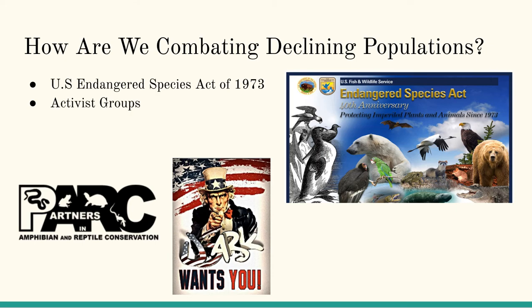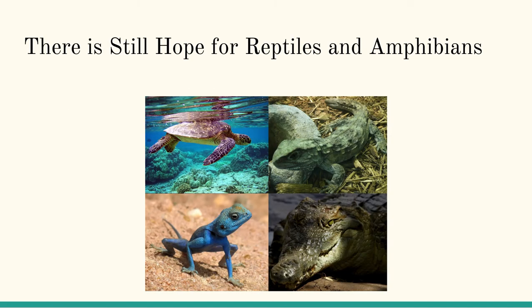And activist groups play a big role in conserving populations of reptiles and amphibians. One of the biggest is PARC, which is Partners in Amphibian and Reptile Conservation, which does things like facilitate zoo programs for repopulation and spread awareness about things like declining populations and habitat damage caused by humans. US ARC is also a very big activist group responsible for recovering reptile populations in the US mostly.